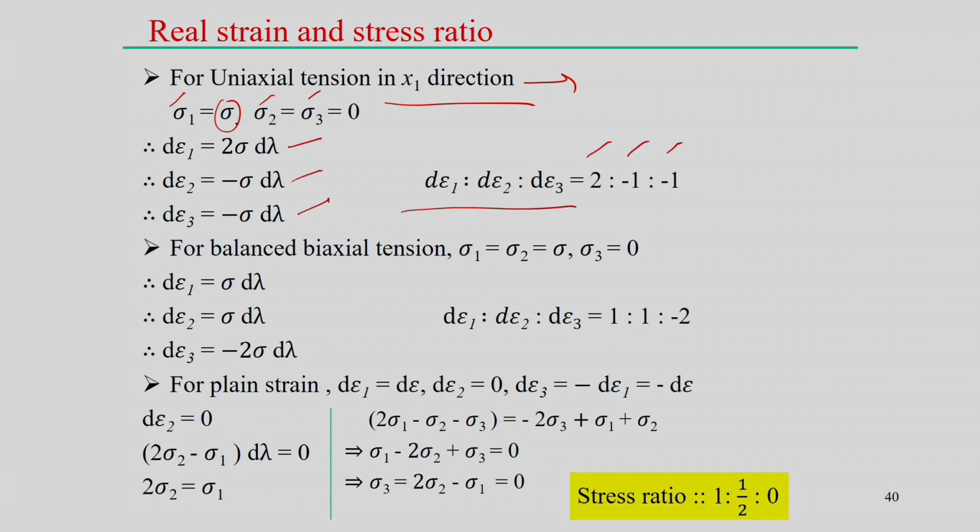Similarly, for balanced biaxial tension, sigma 1 and sigma 2 equal to sigma and sigma 3 equal to 0. In that situation, we can find d epsilon 1, d epsilon 2 and d epsilon 3 like that, and the ratio is 1:1:-2. So, the ratio of the different strain components is different for different deformation behavior, and this ratio is actually valid if we follow the normality condition during the plastic deformation process.